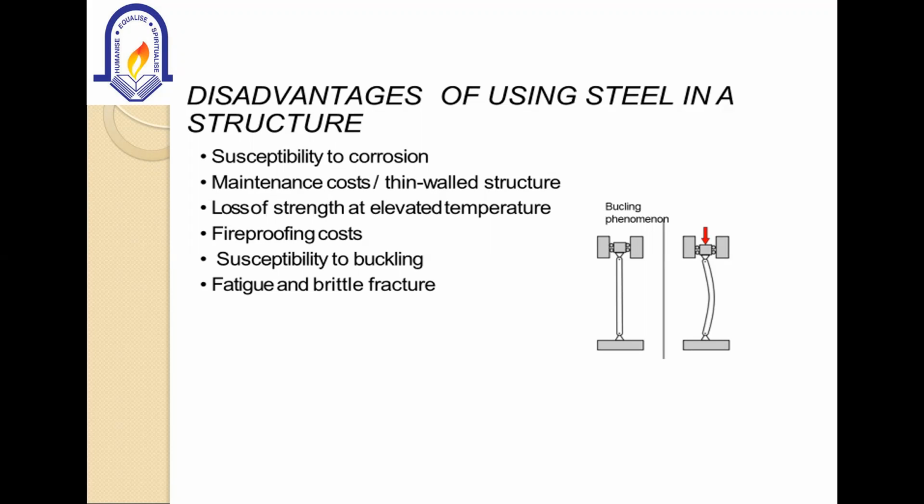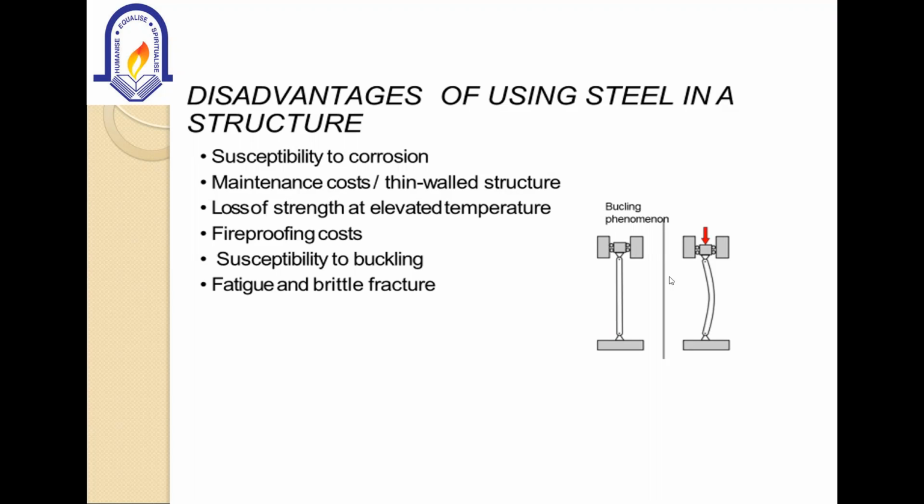at the elevated temperature. No doubt, the steel structure has more strength as compared to any other structure. But at the time of elevated temperature, it may lose the strength, as the structure is made up of steel. As well as fireproofing cost is also more for the steel structure, and the susceptibility to buckling. So the buckling problem may also occur if the structure is made up of steel.